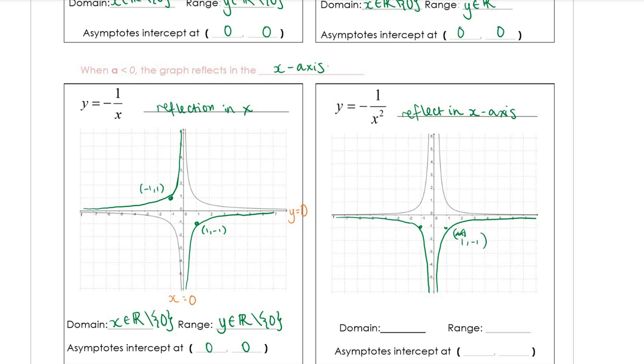So that's going to be (1, -1) for that coordinate, and (-1, -1) for this coordinate, with our domain and range still being the same, as we haven't moved those asymptotes at all. Now, in this case for our y, though, it's going to end up being all negative values of the real numbers, with our asymptotes intercepting at (0, 0), okay?